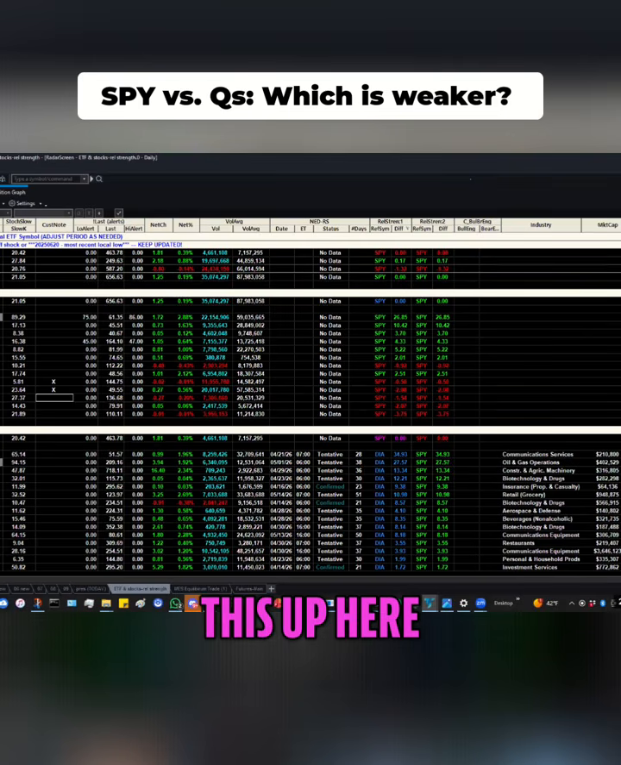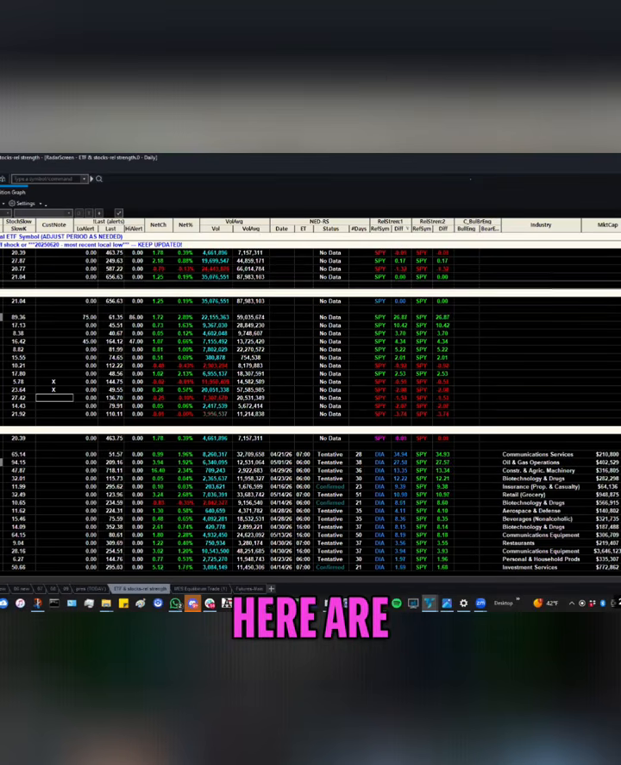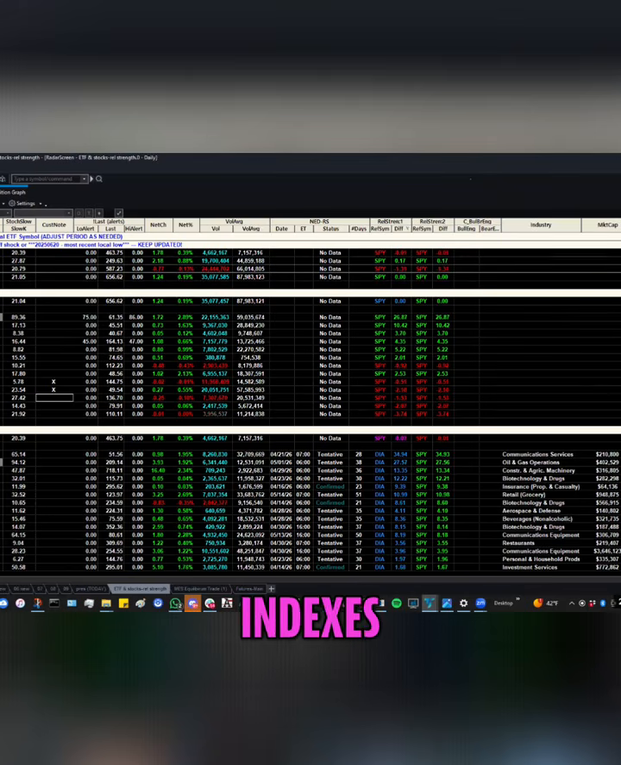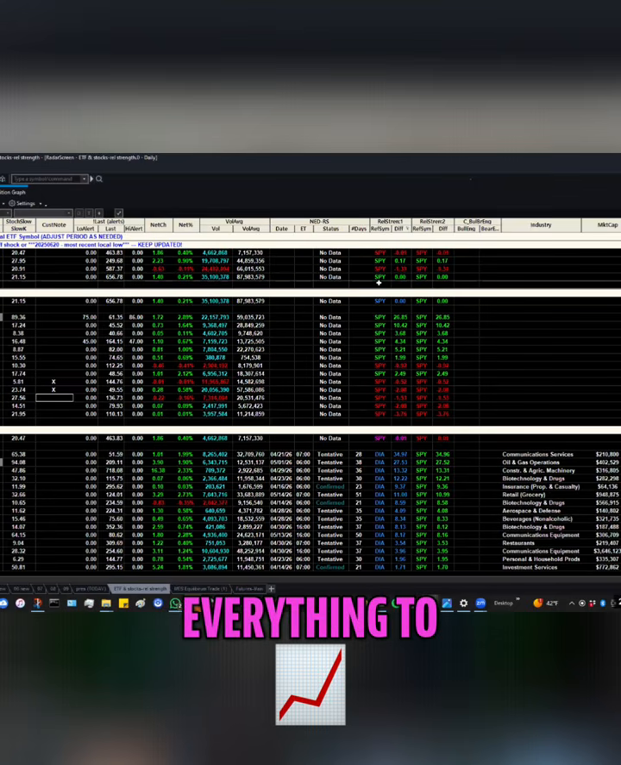Just bring this up here. So here are the broad sectors. Okay. So first of all, here are our major indexes. Okay. And so we can see right here in terms of the indexes, what we're going to do is compare everything to the SPY.